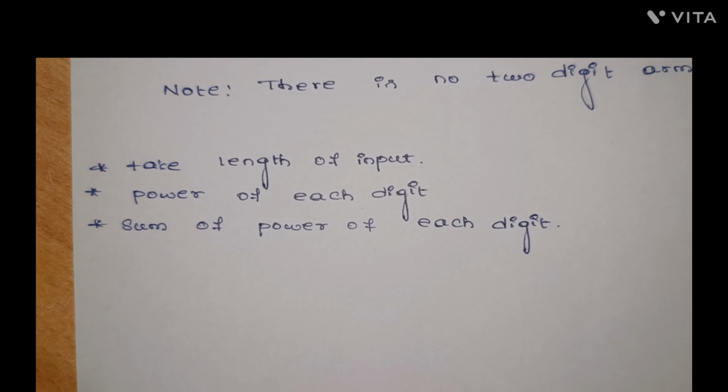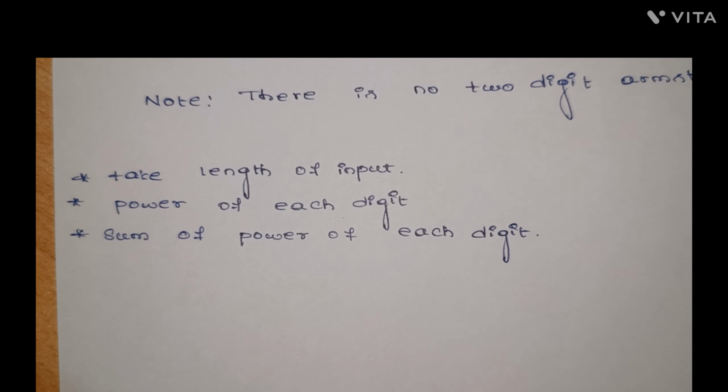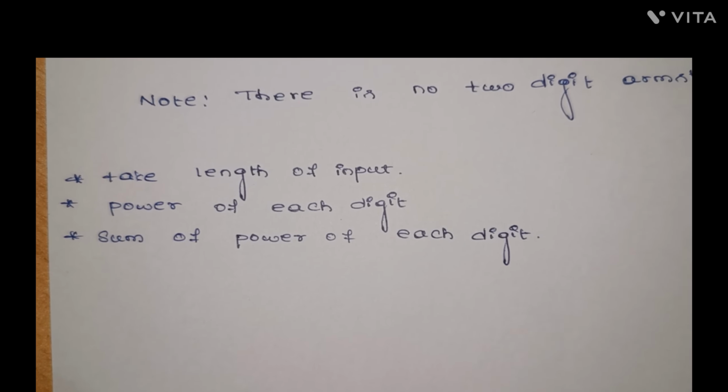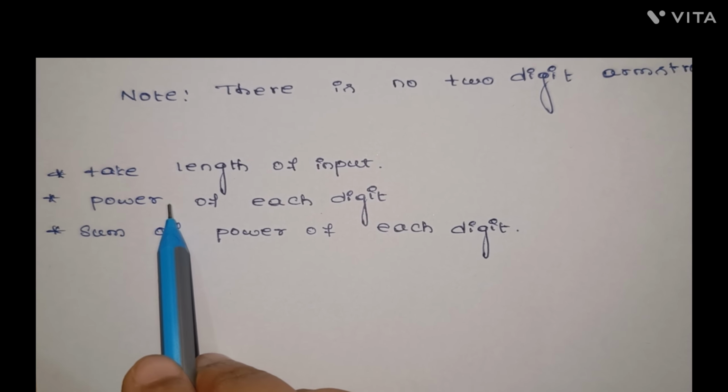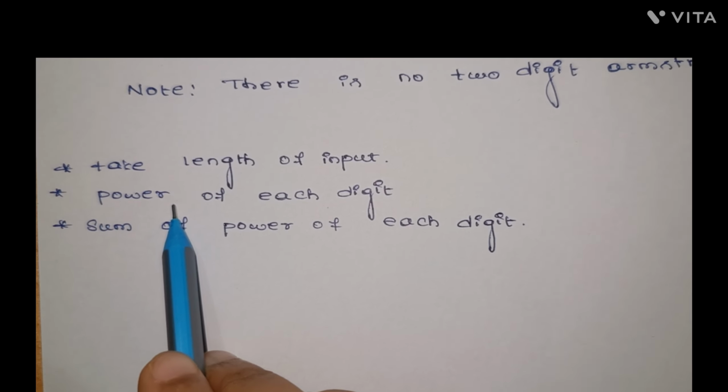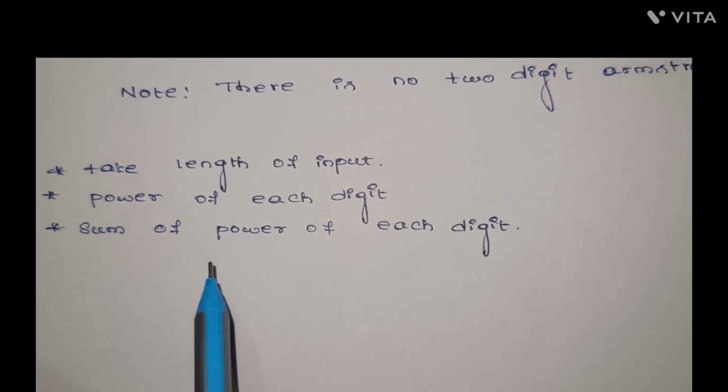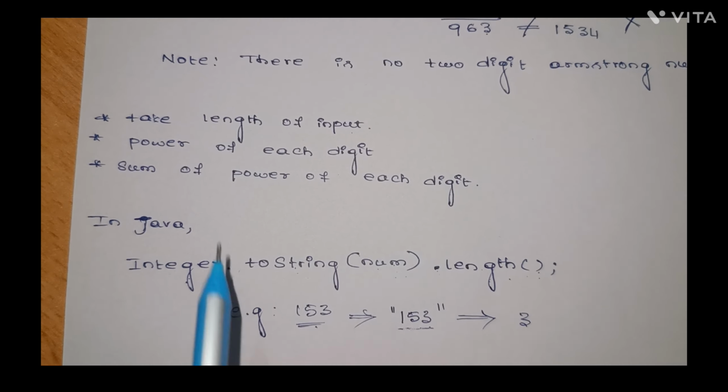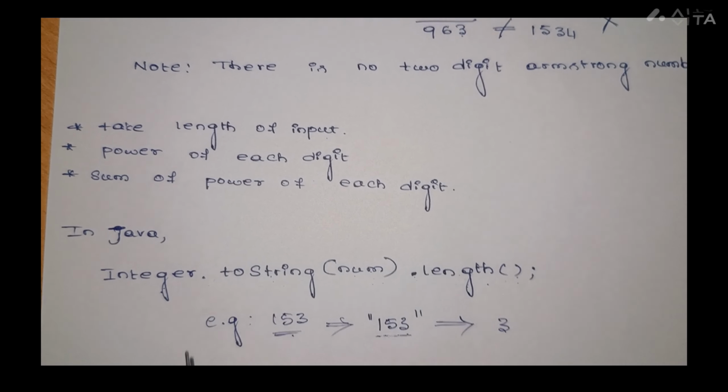Let's move towards the coding part. First, we have to take the length of the input. Then, we have to calculate the power of each digit. Then, we have to sum the power of each digit. Code in Java to take the length of input.